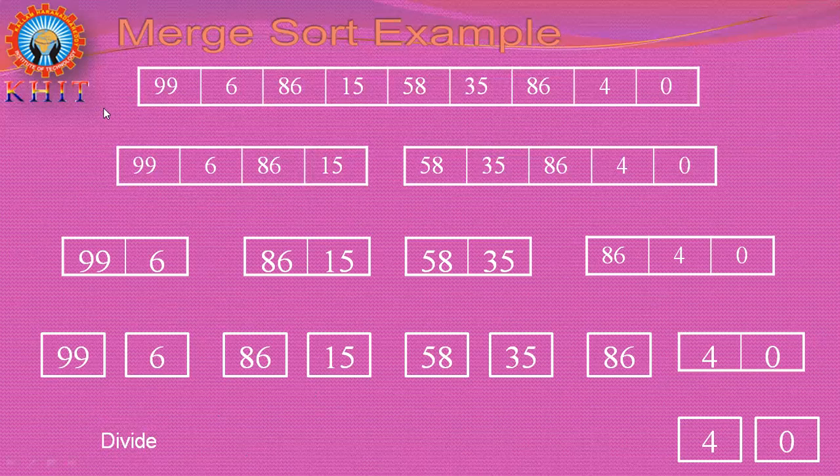So once again I will explain. This is the given array. The array is a complex array. When we apply the divide and conquer technique, the given array is split into two subparts. One is the left part and the other one is the right subarray.